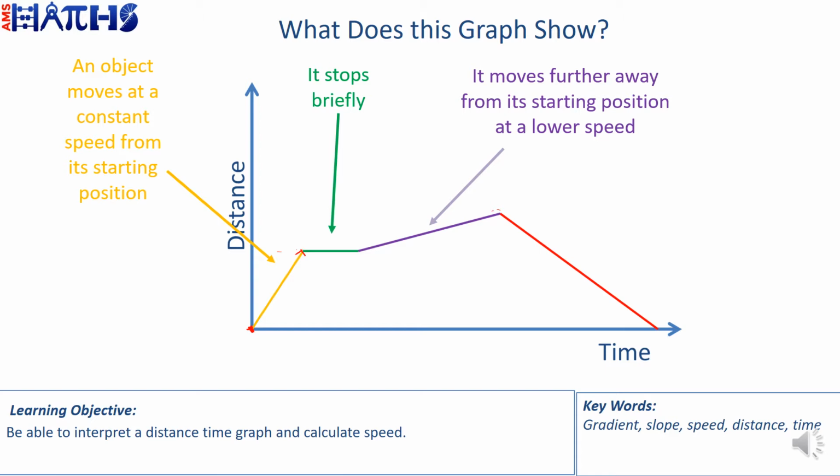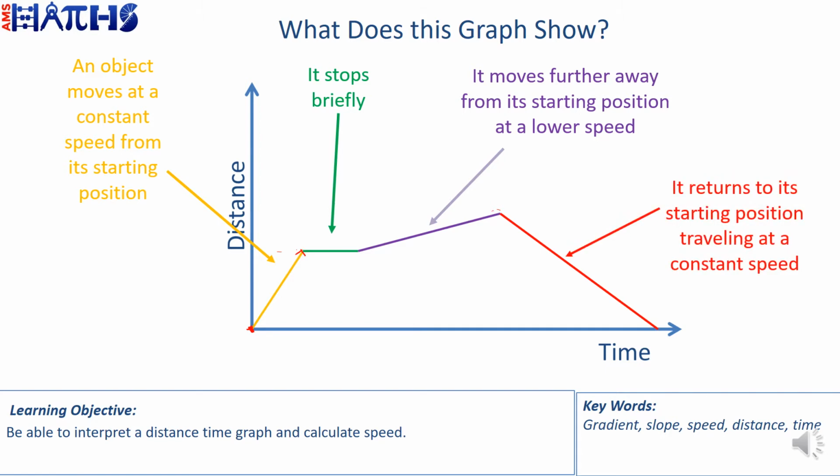Then for the red section, it's showing that the object returns to its starting point at a constant speed. For here as well, we could say that although it's a lower speed, it is still constant, right? So we could say it moved further away from its starting point at a lower constant speed. Any changes that you need to make, please pause the video, make your corrections, and then resume when you're ready to move on.